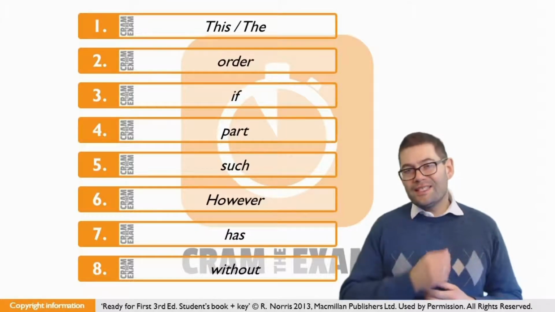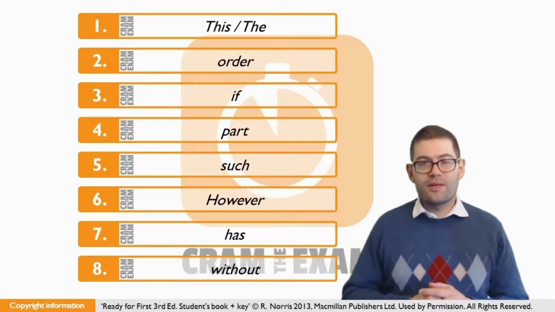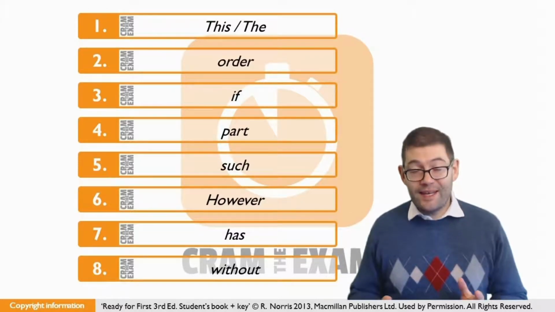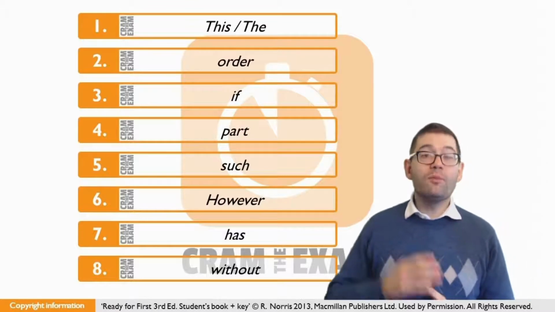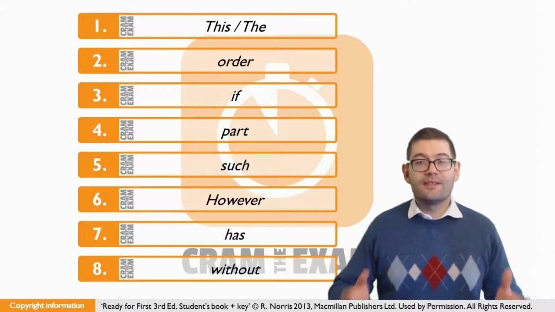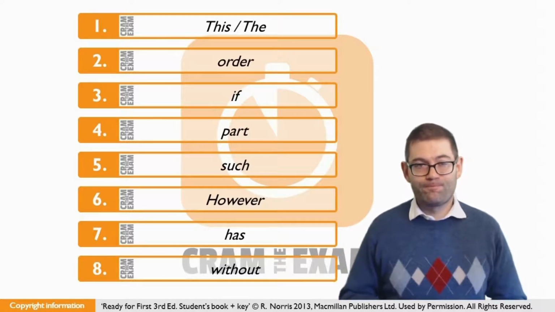Question number 7, easy peasy lemon squeezy, and all of these questions where you need verb forms are easy peasy lemon squeezy. And what do we need here? Of course, we need to complete the perfect form in the correct time frame. So what do we need? We need the present perfect has.